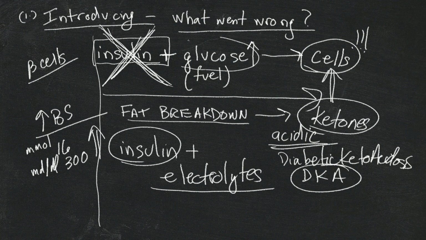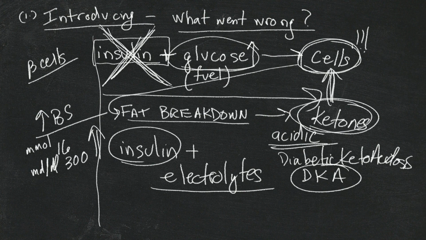The glucose starts building up in your blood. The cells feel like they're starving. They send a message to the brain and say, please give us some fuel. The brain says, no problem. We can break down some fat. Ketones are produced. And in the short term, that works. But long term, as we said, it doesn't, because those ketones are very acidic.